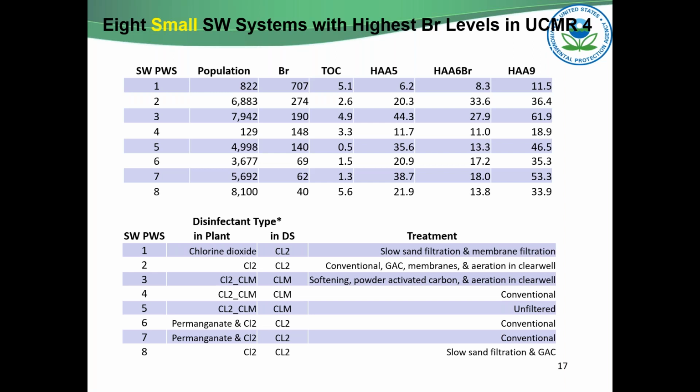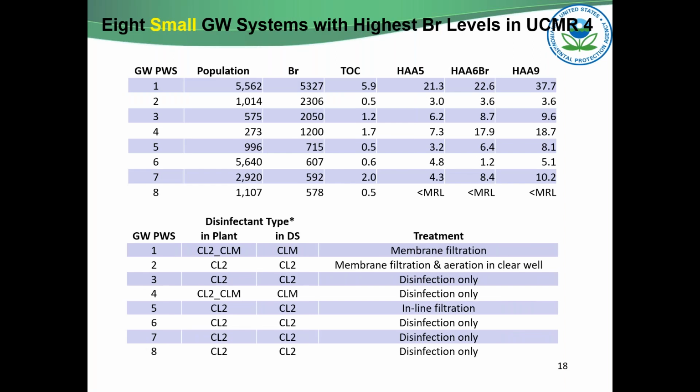haloacetic acid concentration levels. I think an interesting feature here is the TOC level of number 8, where you have slow sand and GAC together, and they are able to have still relatively moderate concentrations even with chlorine, so the combination of slow sand and GAC could be contributing to that.